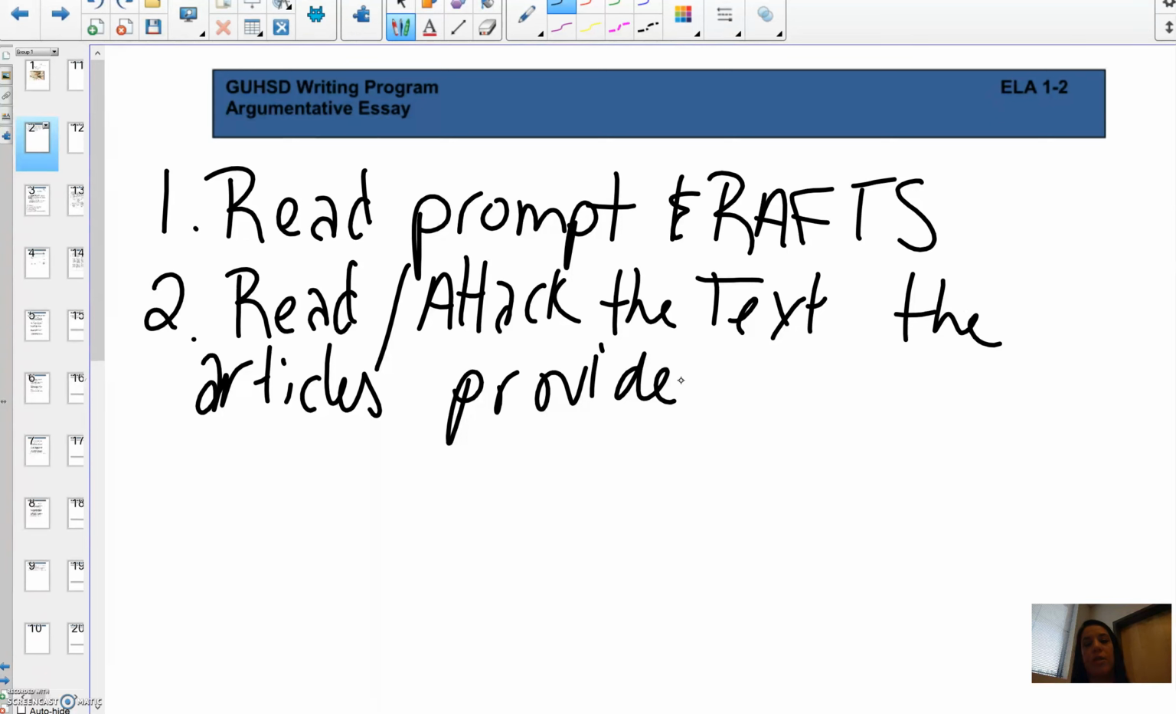Okay, now I want you to take a moment and look at the vaccination packet that I have handed out to you, and I want you to read that prompt, and underneath that prompt I would like you to do RAFTS. So I want you to do step 1 with your vaccination article now.